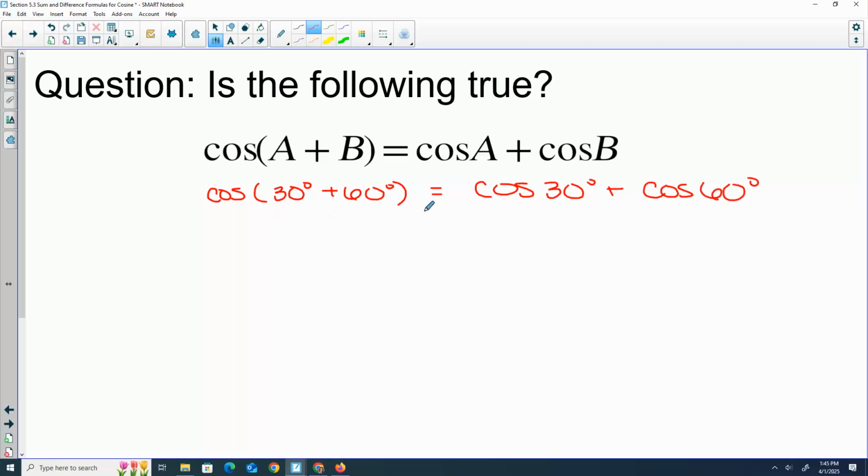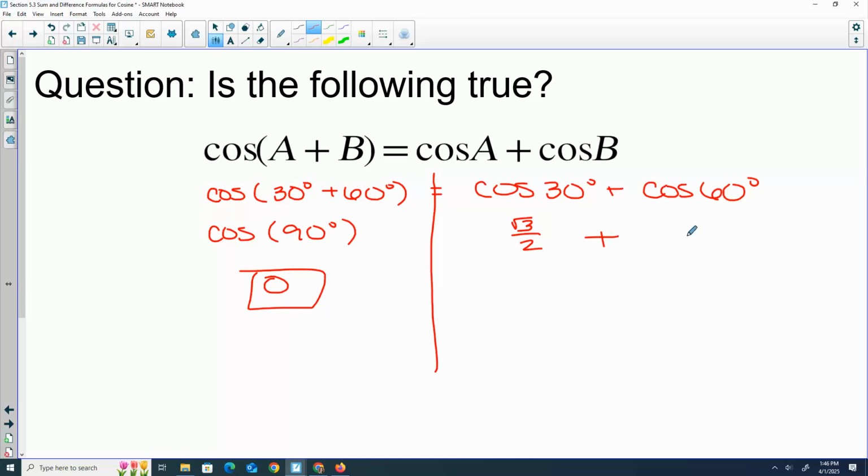What is the cosine of, or what's 30 plus 60? Let's start there. What's the cosine of 90? Cosine, square root of the bottom over 2, so that would be 0. Okay, what's the cosine of 30? Square root of the bottom over 2. Cosine of 60? Radical 1 is a 1 over 2. So, are they the same?